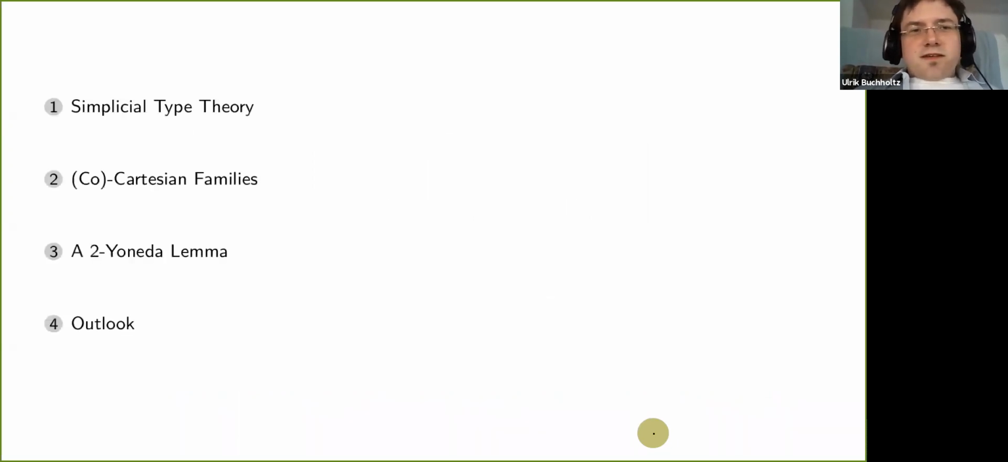Okay, so here's the menu. The setting is Riehl and Shulman's simplicial type theory, so I'll talk a bit about how I view that project. I give an introduction, and then the second part will be about Cartesian and co-Cartesian families. And then I will prove a Yoneda lemma for these. And then I will talk about what the future might bring after that.